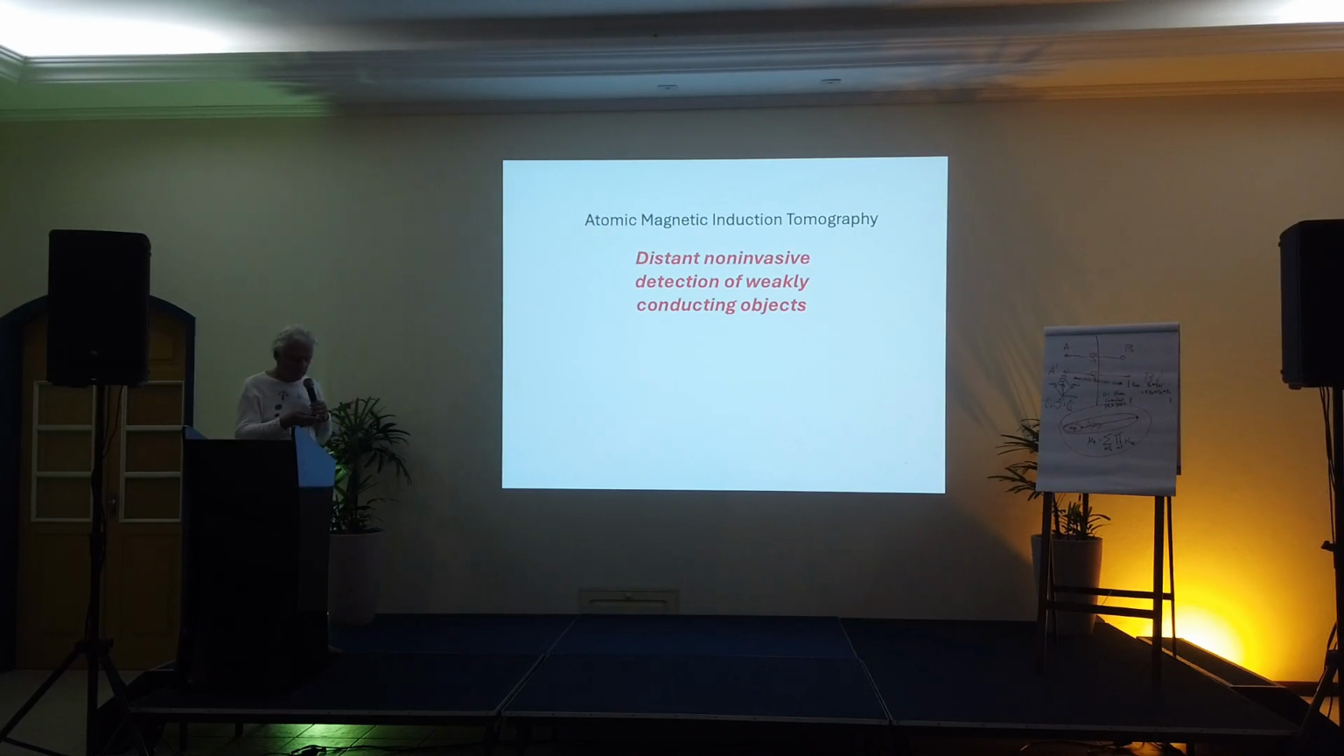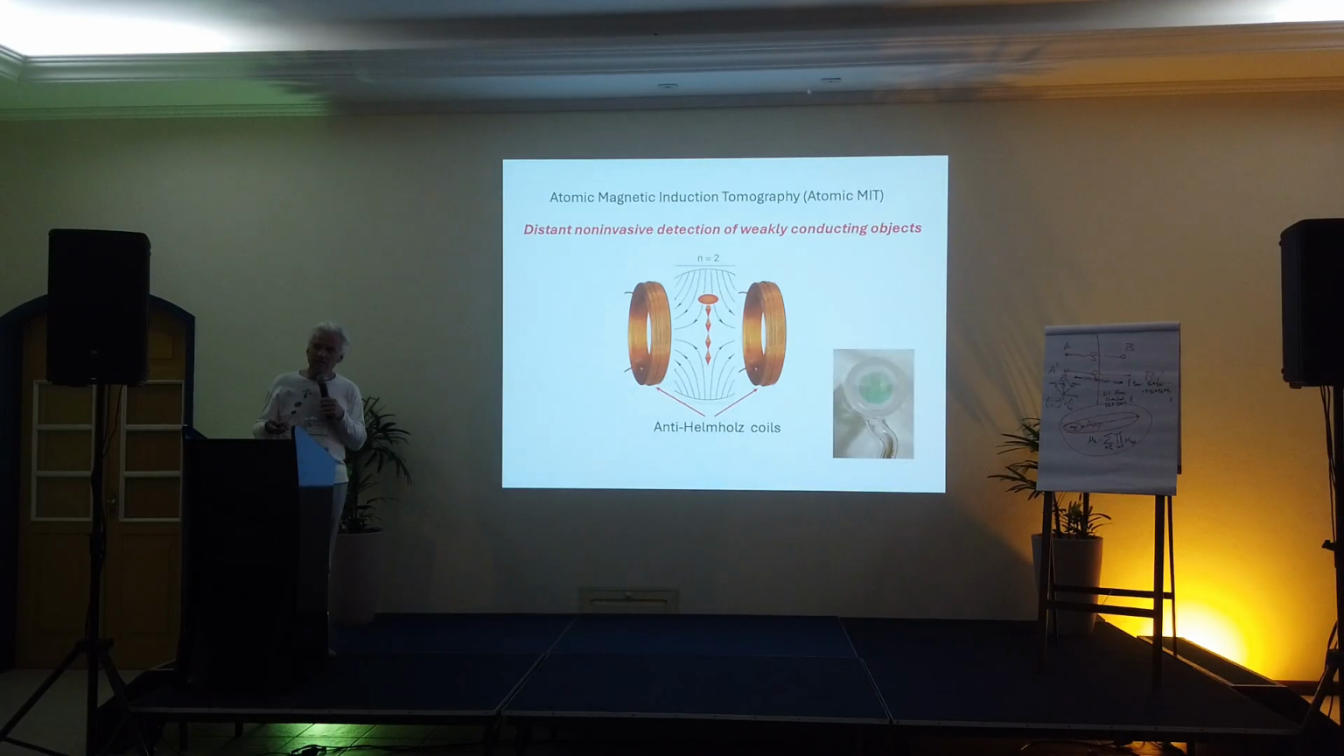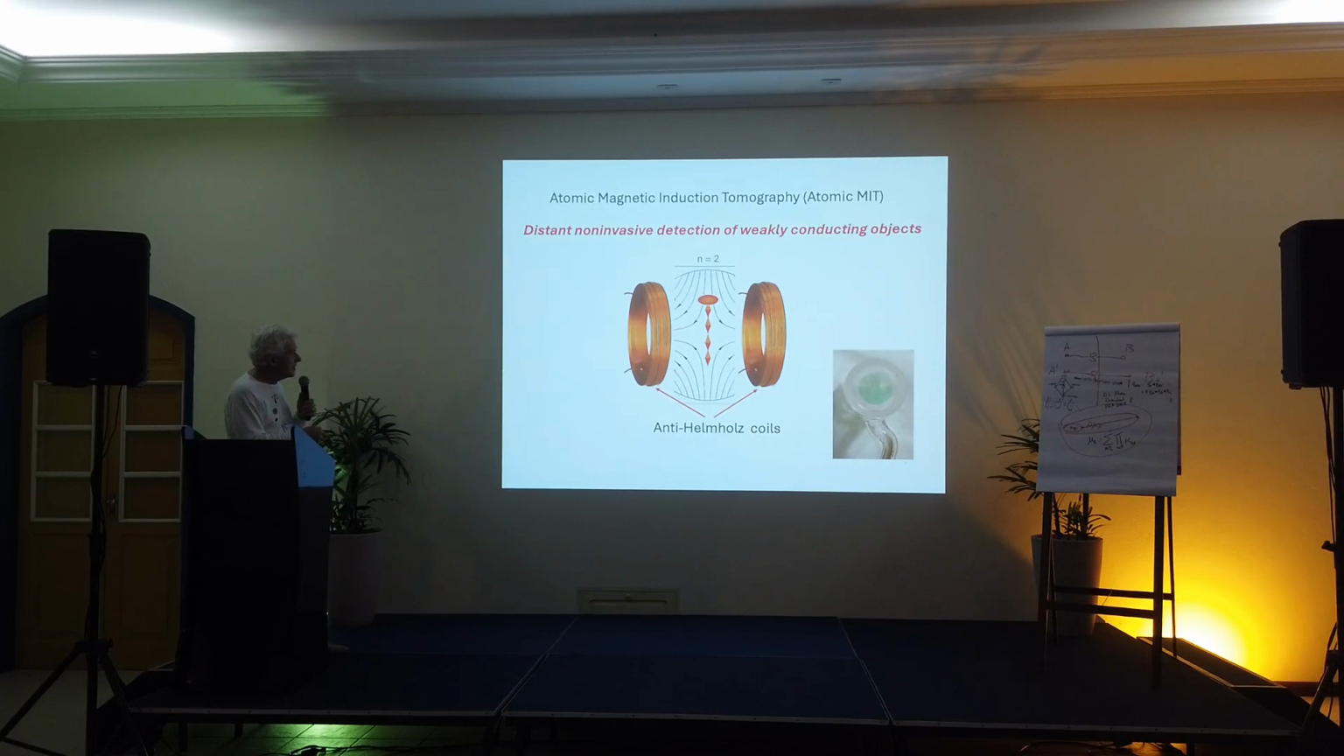So how do we measure conductivity? Well, that's one way to measure conductivity. It's called magnetic induction tomography. And it's a relatively well-known procedure, except that we combine it with the atomic sensor, which can be in a quantum state. So what's happening here is you have two anti-Helmholtz coils. The magnetic field is an AC magnetic field, and it's zero in the middle. So you put AC currents in opposite directions, you get zero in the middle.